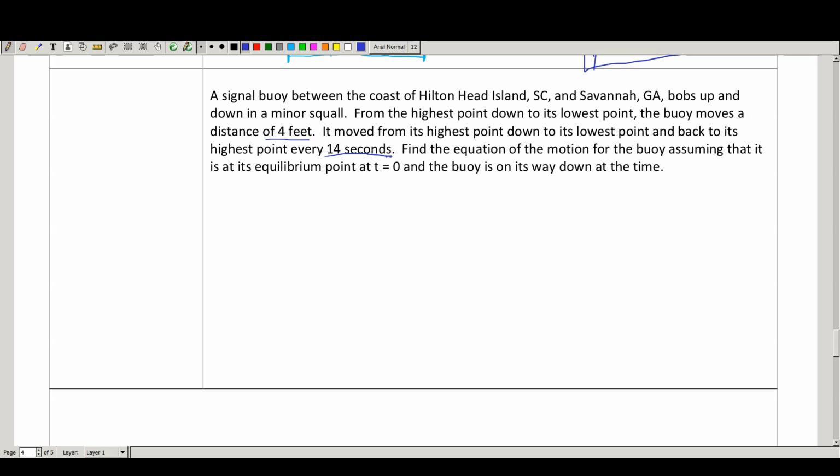Find the equation of the motion for the buoy, assuming that it is at its equilibrium point at t equals 0, and the buoy is on its way down at that time.